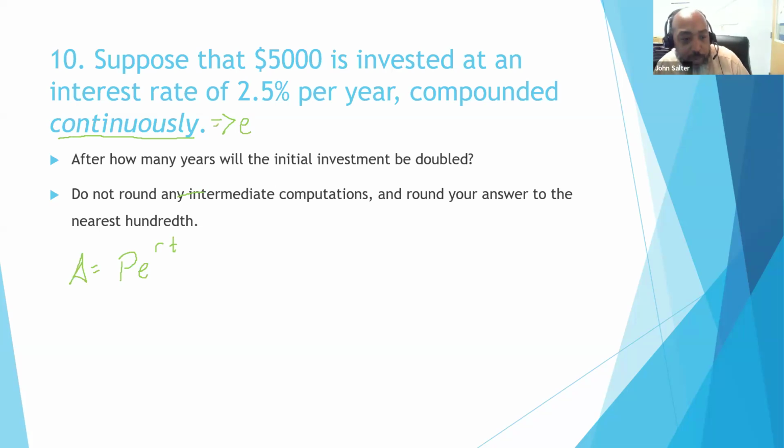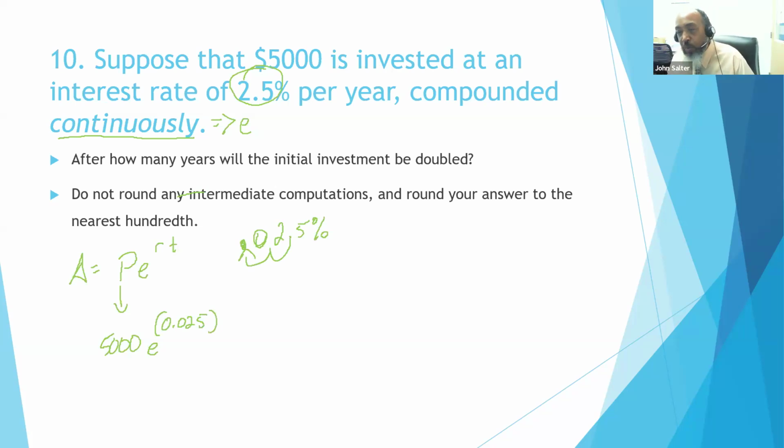Okay, well, my initial investment is 5,000. My P value is 5,000. E is a constant. My interest rate is 2.5%. Please don't put in 2.5. I have to move my decimal 2 places to the left, and in that gap, I put a 0. So my R value is really going to be 0.025. Make sure to change percents to decimals, even if they have a decimal point in them already.